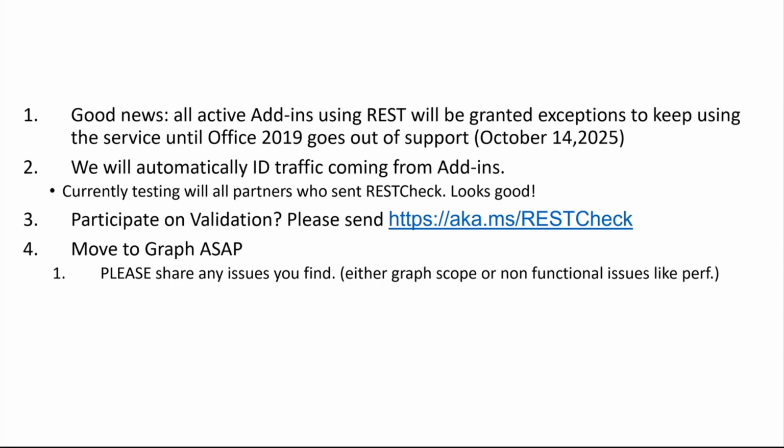And then the news here is that right now we are working with the REST team and actually found a way to identify the traffic that is coming from Outlook add-ins. We're currently testing it. Remember that we were creating this allow list of app IDs that we were going to be allowing to get exceptions. Well, now the approach has changed a little bit, and basically what we're trying to do here is to automatically detect the traffic coming from Outlook add-ins. And if that's the case, then all add-ins are going to be allowed even after the November decommission date until end of support of 2019.